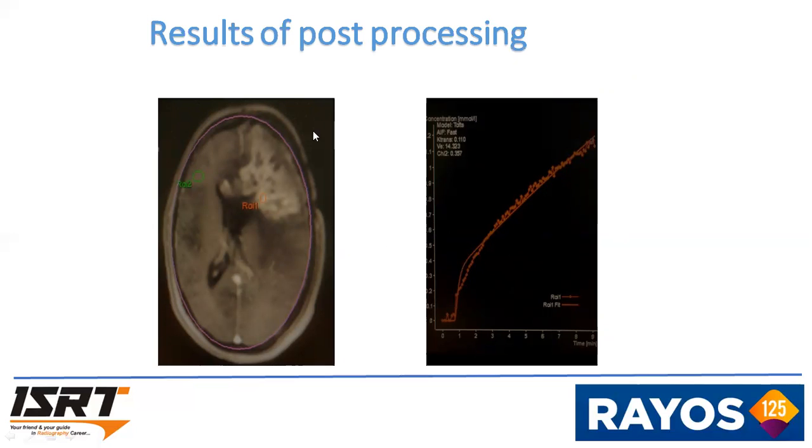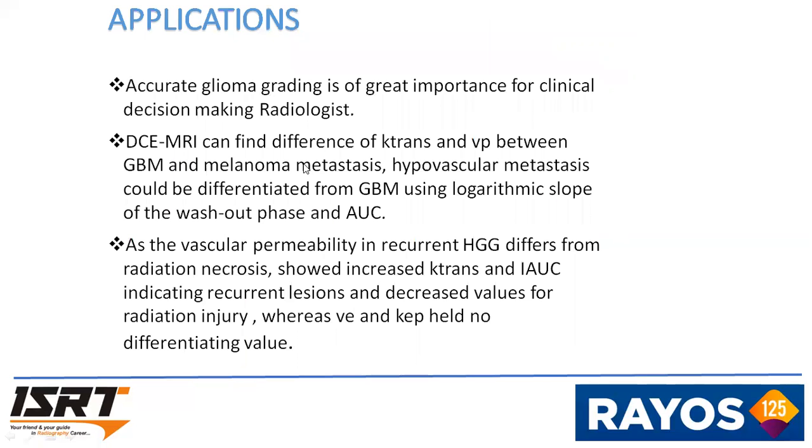The post-processing step will be different on the machines we are acquiring. This is under the Siemens Healthcare applications. Applications include accurate glioma grading, which is of great importance in clinical decision making for the radiologist. DCE MRI can differentiate the Ktrans and VP between GBM and melanoma metastasis. Hypervascular metastasis could be differentiated from GBM using the logarithmic slope of the washout phase and AUC.